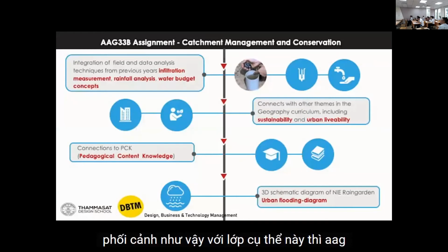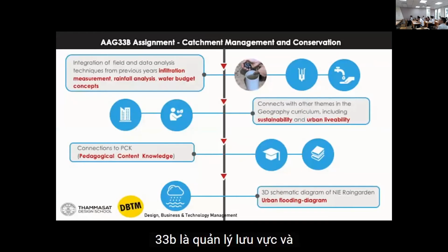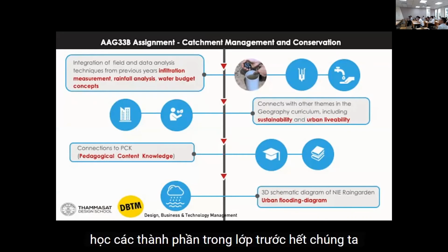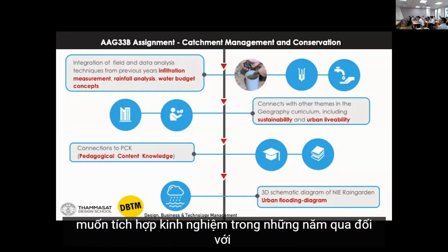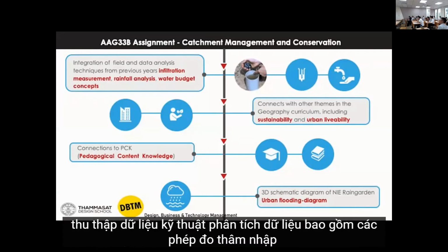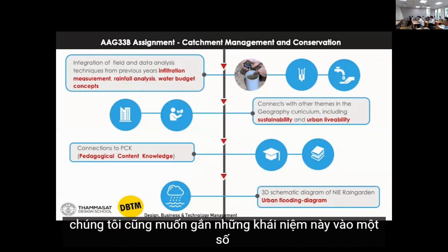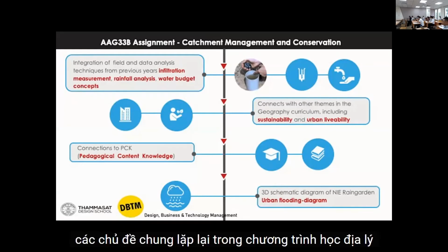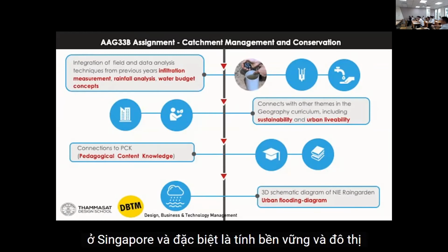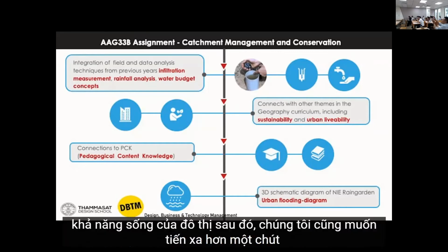So with this particular class then, AAG 33B, which is the Catchment Management and Conservation class, we incorporated a number of different learning components to the class. First of all, we wanted to integrate past years' experiences with respect to data collection, data analysis techniques, including infiltration measurements, rainfall analysis, and water budget concepts. We also wanted to tie these concepts into some overall general themes that are recurring within the geography curriculum in Singapore, and that in particular is sustainability and urban livability.